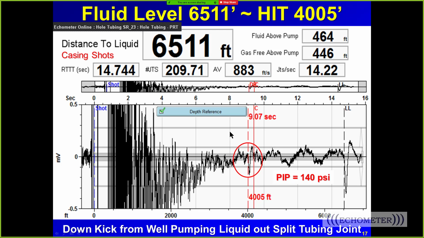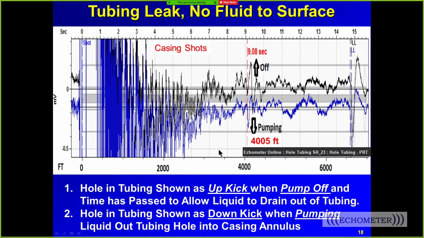And then I said, wait. Why don't you then turn the well off and wait a little bit, maybe an hour or so, and shoot it again, and if the liquid stops running out of the hole, it'll turn into an upkick. He said, oh, okay. And so here is the shot when it's pumping with the down kick from liquid squirting out in the casing annulus from inside the tubing. And here's the same shot down the casing, but this is the upkick for the hole that you can now see because there's not liquid squirting out the hole.